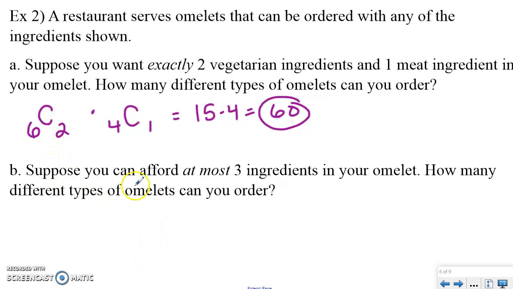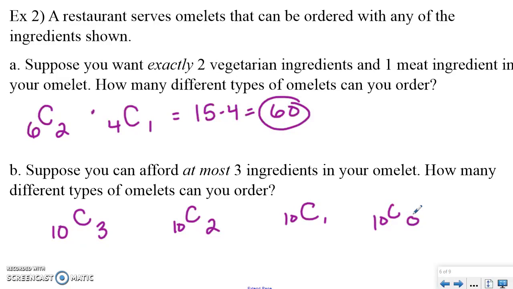Okay, and then if we can afford at most 3 ingredients, and it doesn't matter what they are, we have 10 total because there's 6 vegetarian, 4 meat. So if we have 10 choose 3, we can afford that. We could afford 10 choose 2. We could afford 10 choose 1, but we can also afford 10 choose none, and we can essentially have eggs.